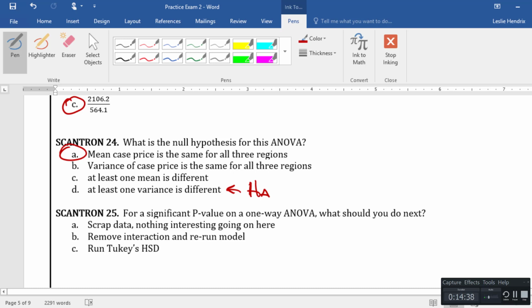Now, for a significant p-value on a one-way ANOVA, what should you do? Well, a significant p-value means that you have evidence for your alternative that at least one of the means is different. So certainly we wouldn't want to scrap the data. We'd only do that if we failed to reject the null hypothesis, if we had a big p-value. It doesn't make sense to remove an interaction because there's only one predictor here in a one-way ANOVA. There's nothing for that predictor to interact with. And then Tukey's is just one method of multiple comparisons, and that's a good thing to do when you have a significant p-value. You want to find where the differences are.